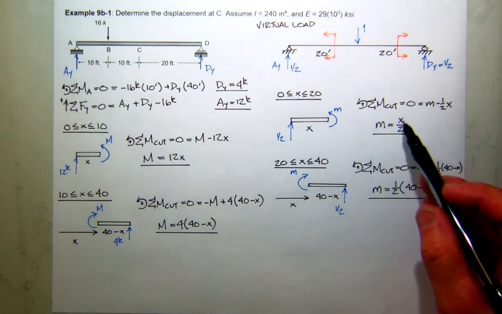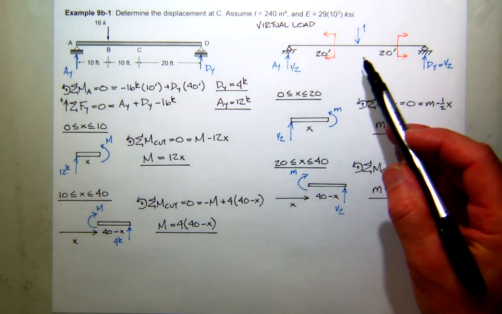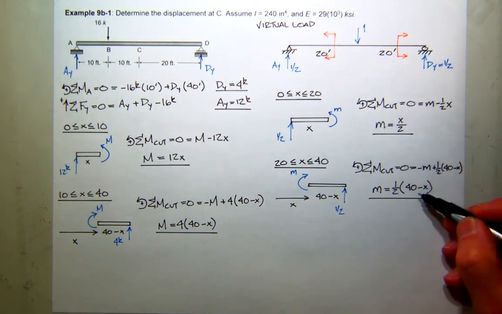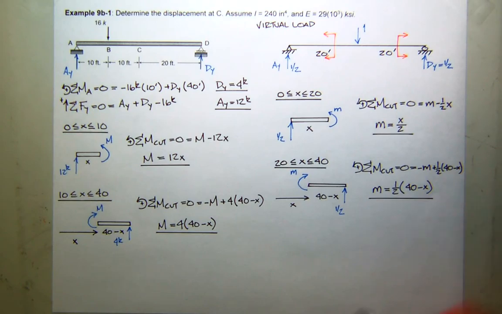The moment where these two match at x equal 20 should be the same. So I put 20 in here, I get 10. I put 20 in here, I get 10. So it seems like all my moment expressions are good. So really the hard work is done. Now we just need to put everything together.